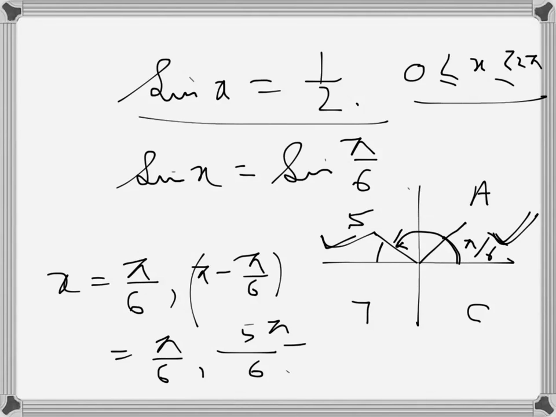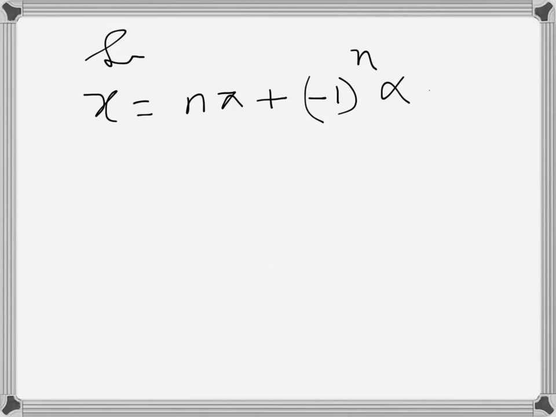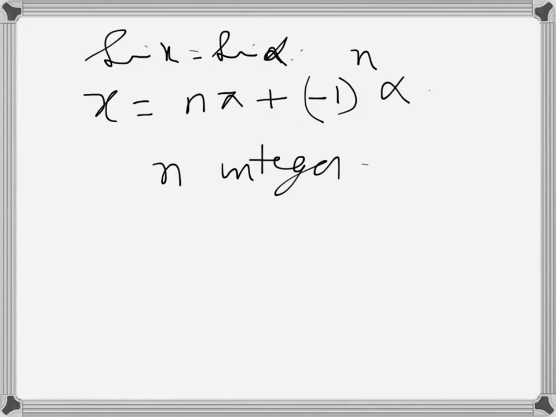Now if we want to find a general solution, a formula for the general solution, it is like this: n pi plus minus 1 to the power n alpha. So if sine x is equal to sine alpha, where alpha is that angle, and n is any integer, this will be the general solution.